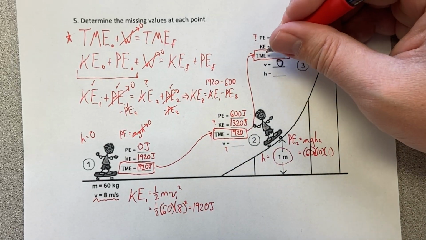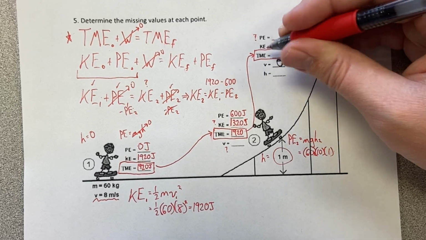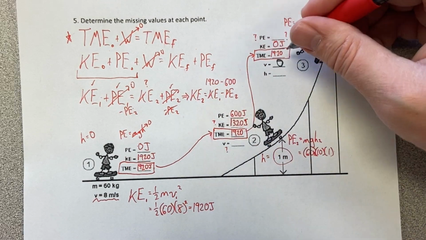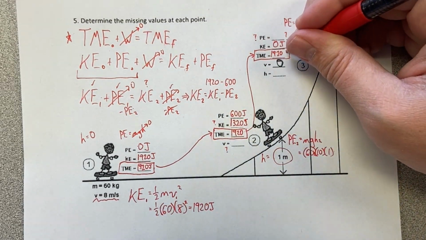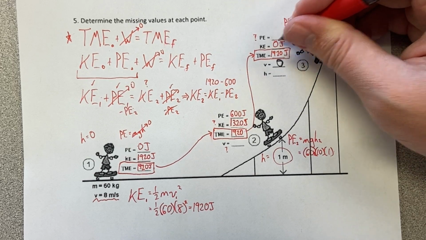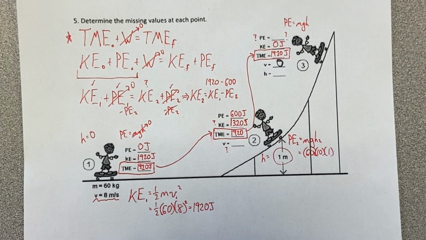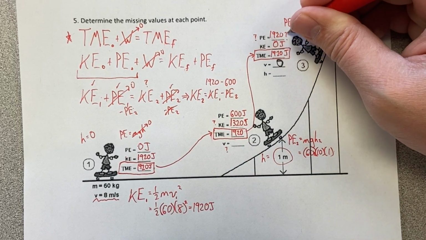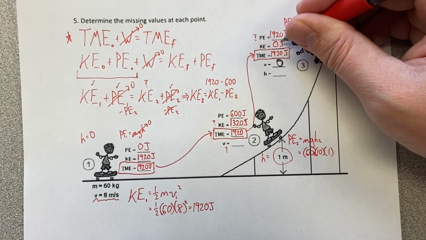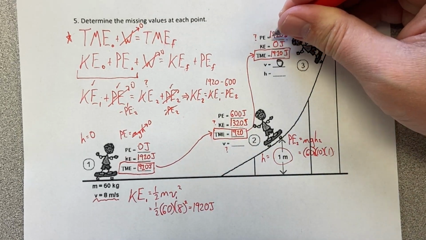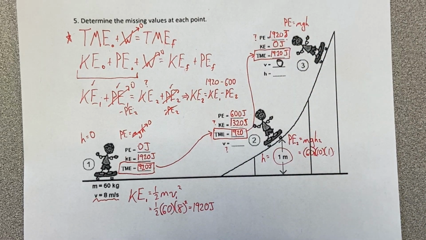Let's go ahead and apply that up at position 3. Once I know the total mechanical energy at one point, I know it at all my points. 1,920 is my total. What plus 0 equals 1,920? Well, that one is fairly straightforward, but it could have worked if we had other numbers in here as well. So I can figure out that my potential energy at point 3 has to be 1,920 joules.